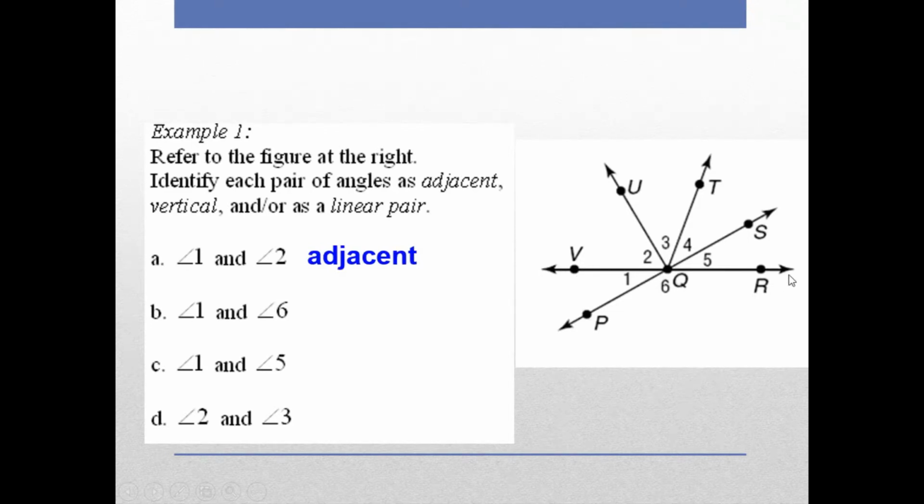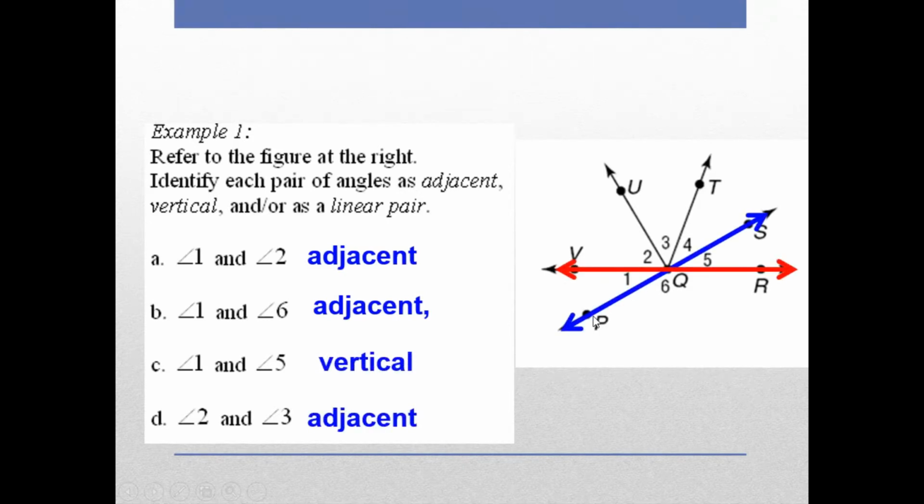Angles 1 and 6, however, form a straight line across. So that means not only are they adjacent, not only do they share that side, but they're also a linear pair. They're also a linear pair. Now the next one's angles 1 and 5. When I look here, angle 1, angle 5, they're directly across an intersection from each other. So that's what makes them vertical angles.